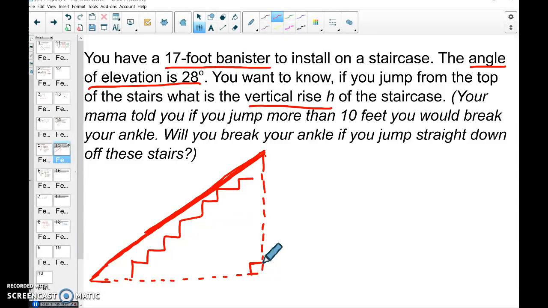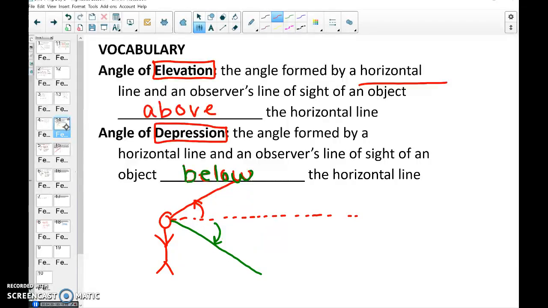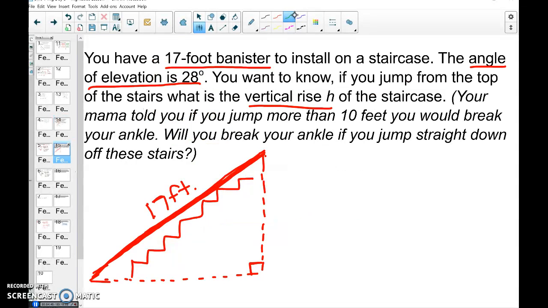All right, cool. So let's fill in what we know. We've got a 17-foot banister. Well, that's the big red line over here, over the stairs. That's 17 feet. We have an angle of elevation. Remember we talked in the last slide, we have to have a horizontal line and then a line going up to figure out angle of elevation. I'm going to draw a line on the only place that I see horizontal. That's this guy right here. That's my horizontal line of view.